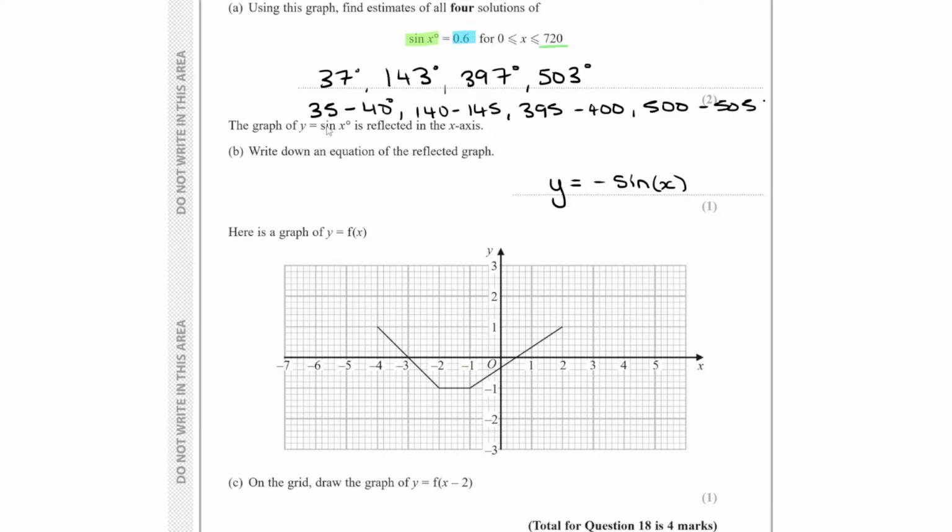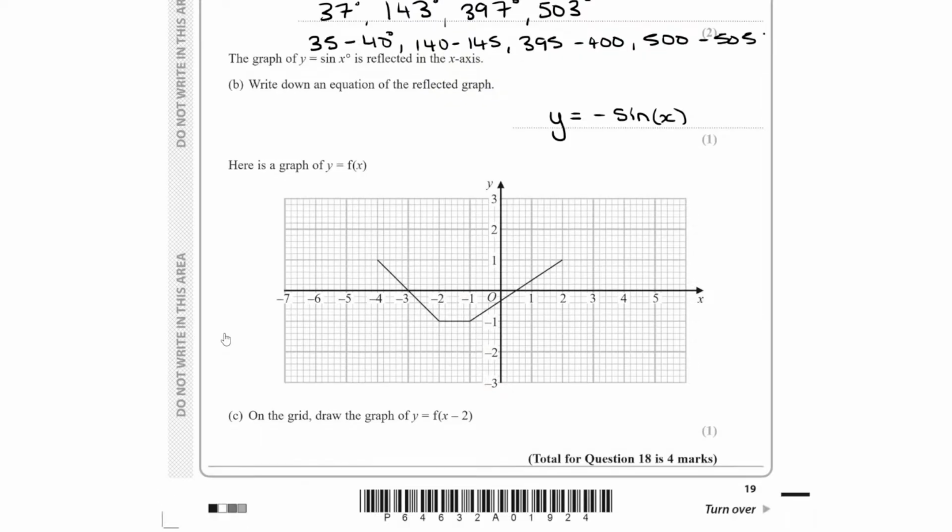Obviously, you have to use the sin bit. When it's trig graph transformations, we don't use f of x anymore. We use the actual sin, cos, or tan. Now, there is another one, which is just like a normal graph transformation. So here's the graph of y equals f of x. On the grid, draw the graph of y equals f of x minus 2.